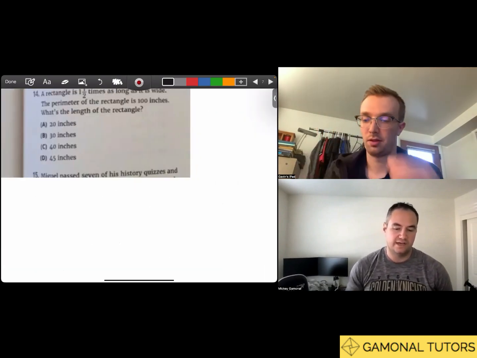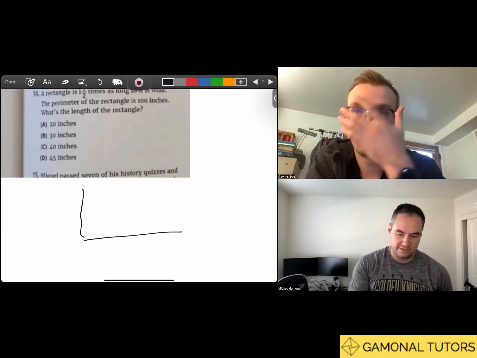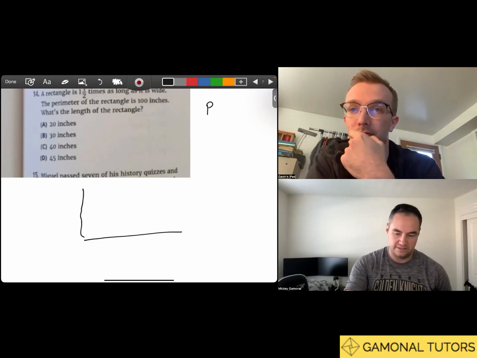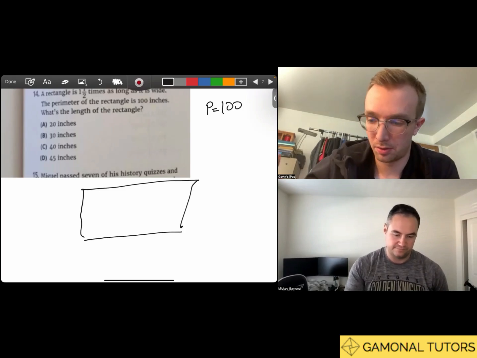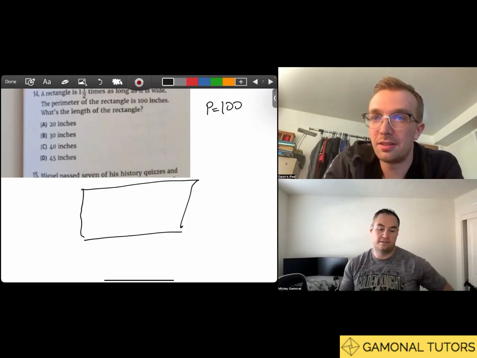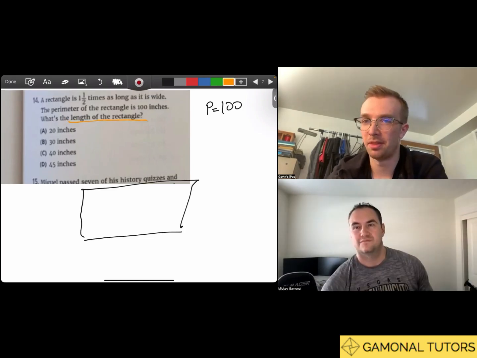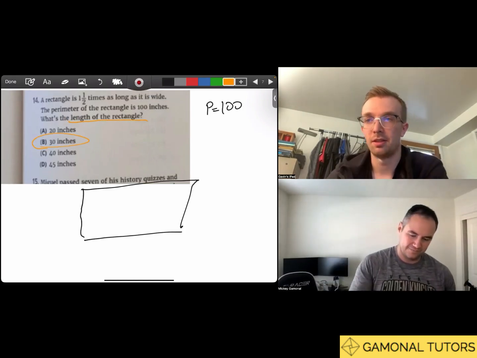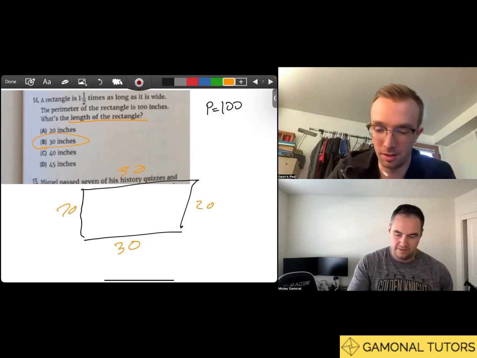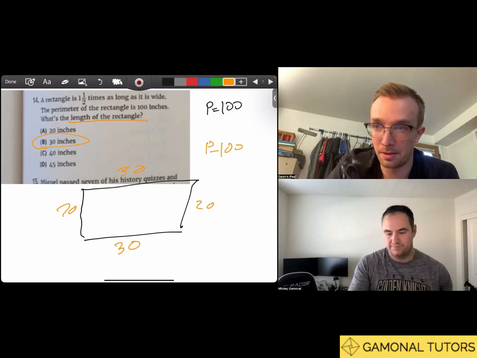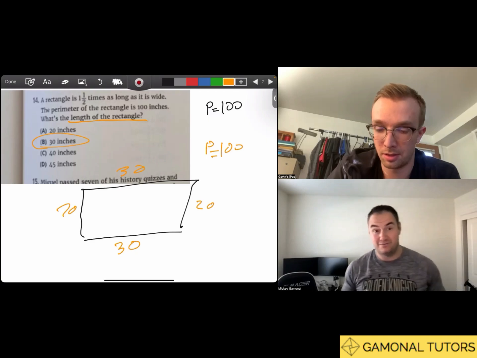A rectangle is 1.5 times as long as it is wide. The perimeter of the rectangle is 100 inches. What is the length of the rectangle? How wide it is? The length. Yep. Oh, length. Okay, 30. Very good work. So 30, 30, 20, 20, and that gives you that 100 perimeter. Not too bad. I didn't time you on it. I should have. But you got it right, which is really impressive.